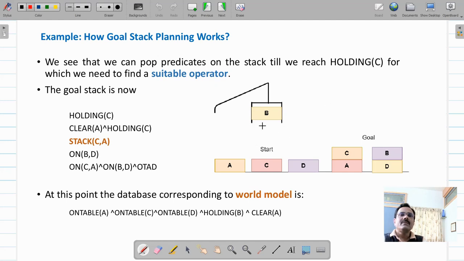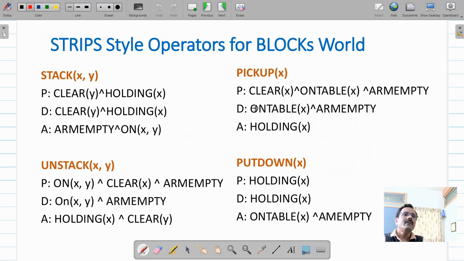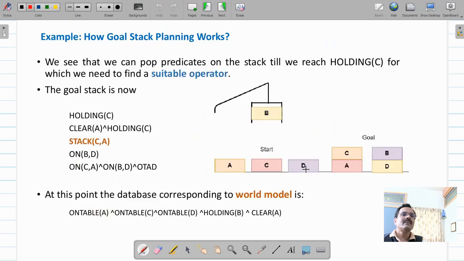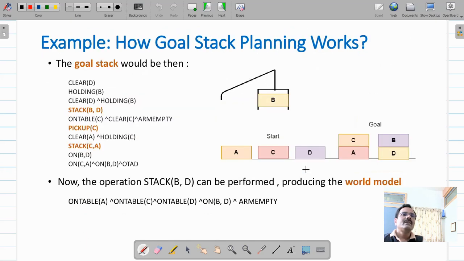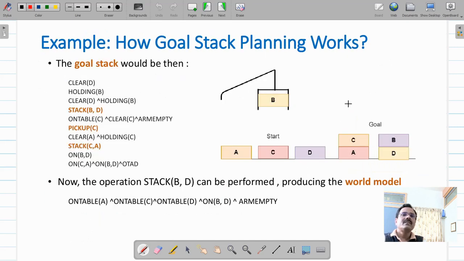To make this arm empty, find out operators which we can apply. Stack XY you can perform and then putdown X you can perform. Stack XY and putdown X, these are the two options available with you. So which one are you going to choose? Again here you will have to make a decision.